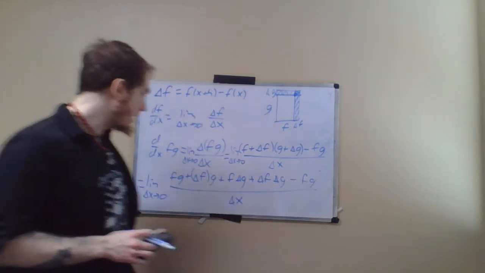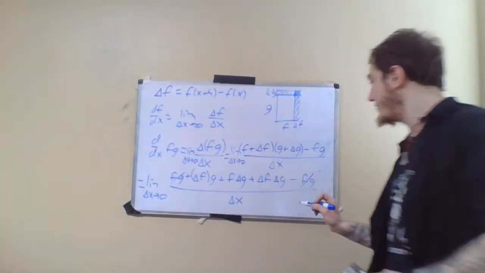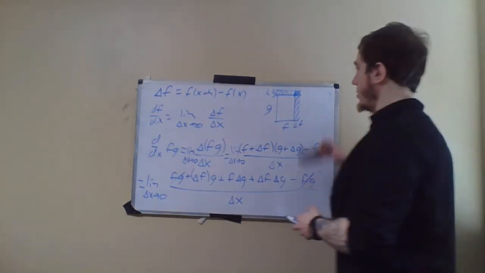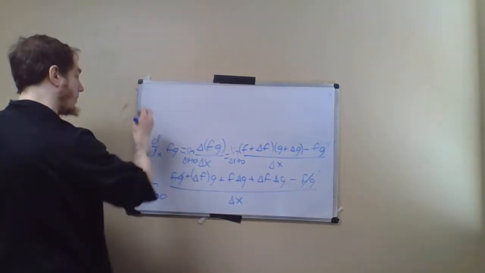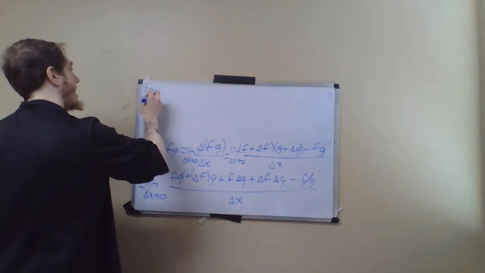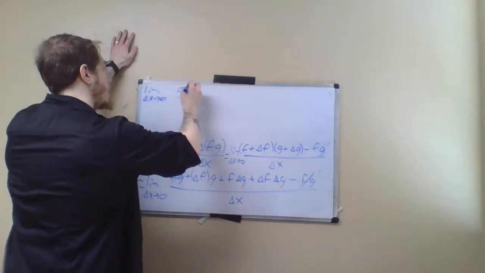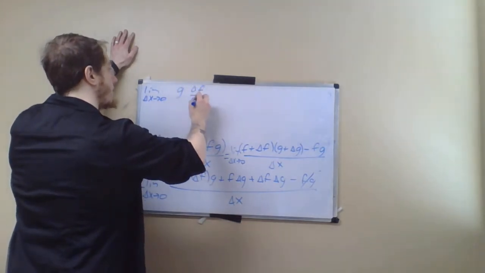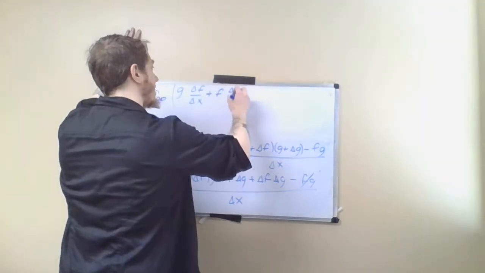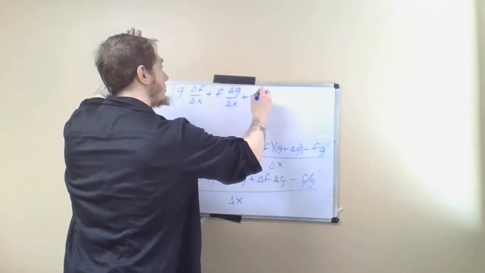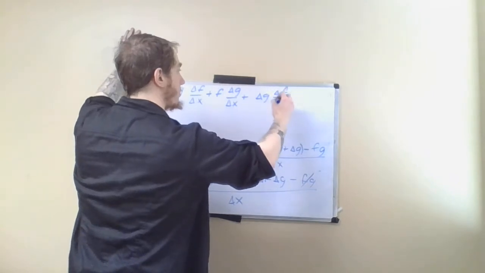So at this point, what I can notice is that f times g minus f times g are both going to cancel. So what do I have left? Well, I can break up this fraction into a few pieces. I have the limit as delta x goes to 0 of, and let's put this all in parentheses, g times delta f over delta x, plus f times delta g over delta x, plus delta g times delta f over delta x.